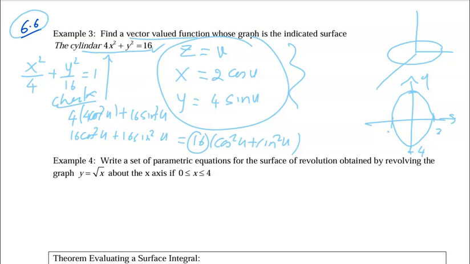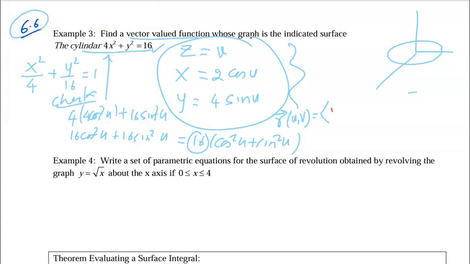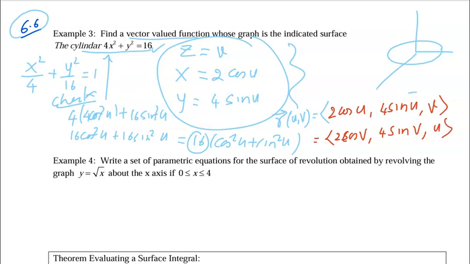So if I want to write this in vector form, the vector r of u, v is going to look like 2 cosine u, that's x, 4 sine u, and then v. You could write it this way too: 2 cosine v, 4 sine v, and this is u. You could do that too, it doesn't matter.